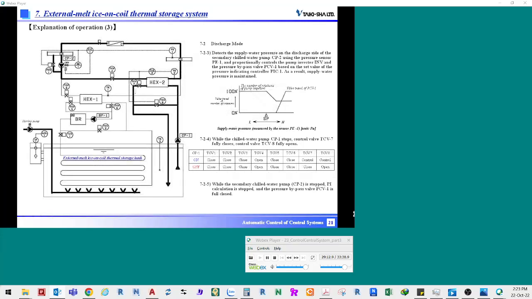Next, supply chilled water pressure control will be explained. The supply water pressure on the discharge side of the secondary chilled water pump, CP2, is detected by the pressure sensor PE1. The number of revolutions of the pump impeller is controlled by the pump inverter controlled by the pressure indicating controller PIC1. In addition, the pressure bypass valve PCV1 is PI controlled.